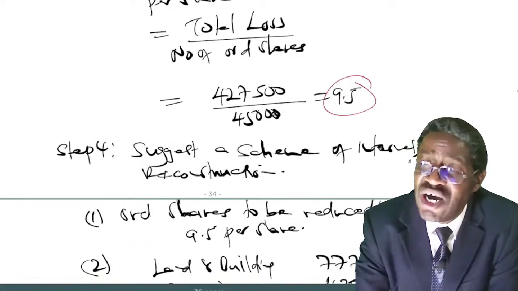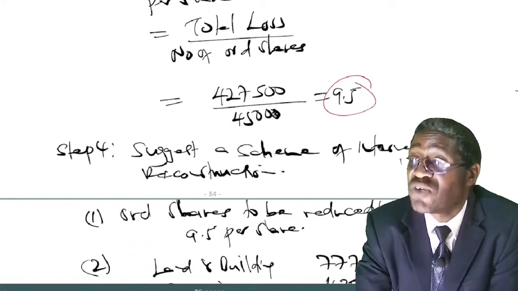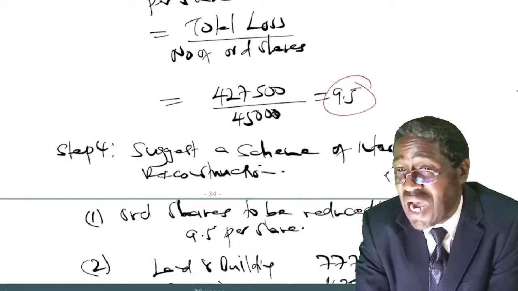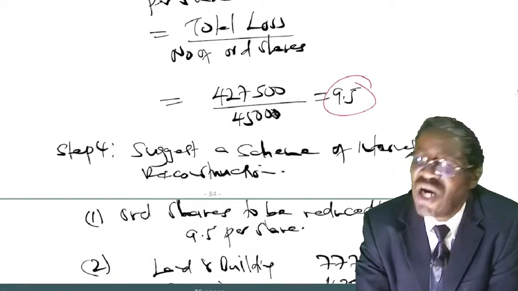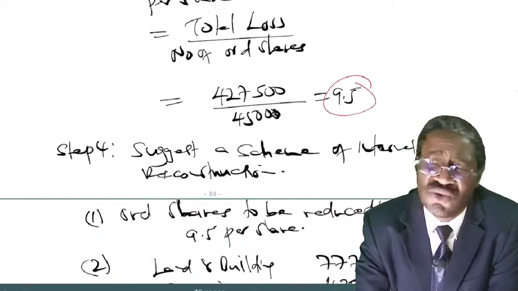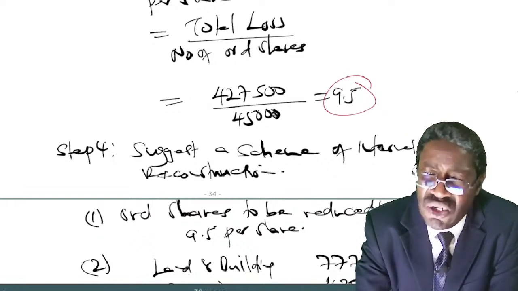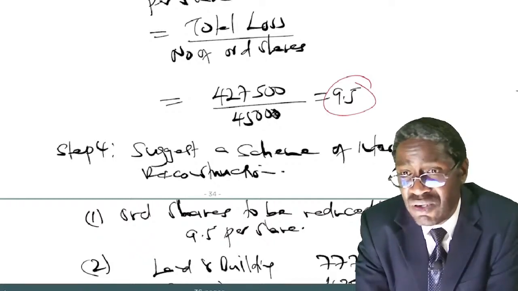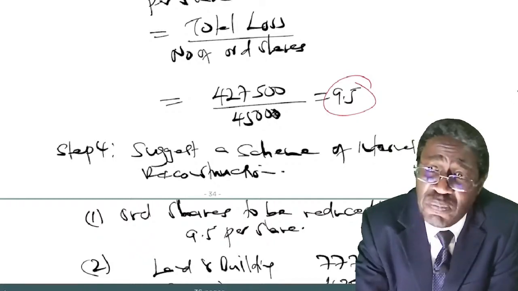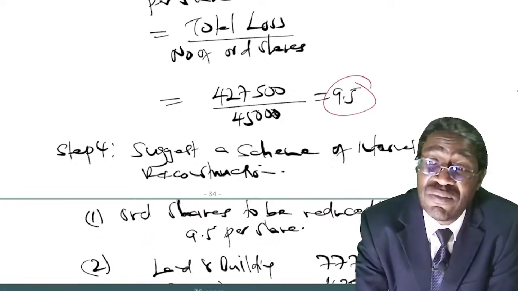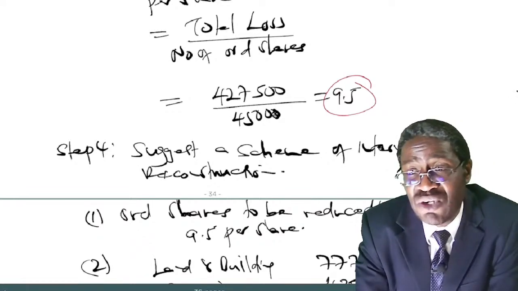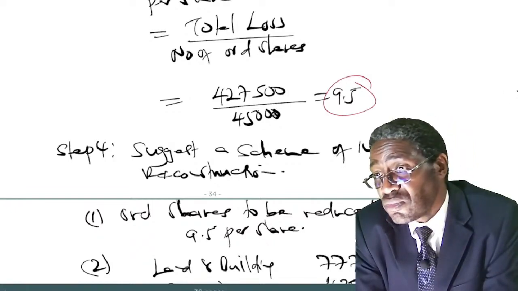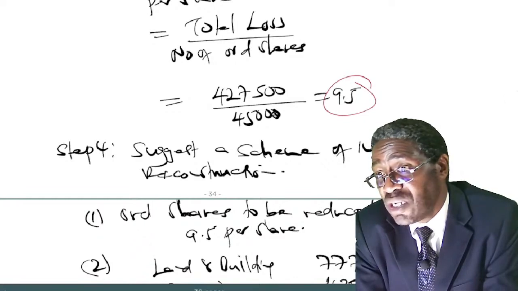Remember, one share originally had a par value of 10. Step 3 says we reduce one share by 9.5. So another way of framing the same thing is to say ordinary shares to be reduced to 0.5. Because you are reducing them by 9.5, yet the par value was 10. So if I am reducing them by 9.5, then I'm reducing them to 0.5. I hope you're okay with the answer, Joy.